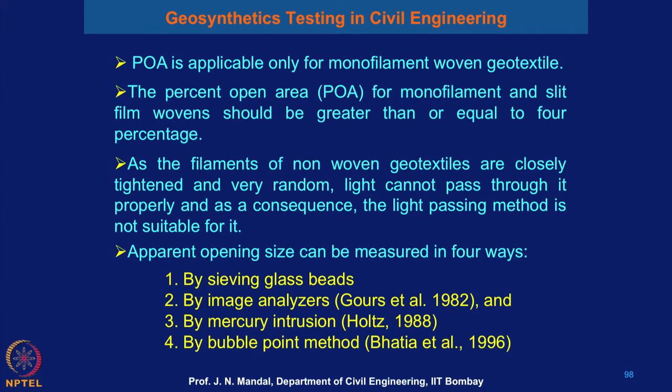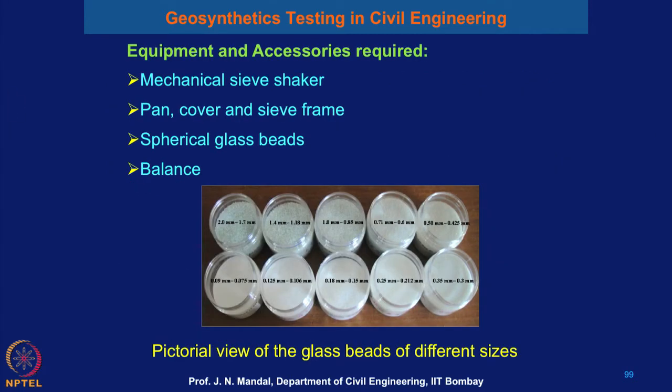So, there are different types of methods in which you can determine apparent opening size. It can be measured in 4 ways: one by sieving the glass bead, or by image analyzer, that is given by Gauris et al. about 1982, and by mercury intrusion, that is given by Holz 1988, and by bubble point method, that is Bhatia 1996. So, different types of methods to determine the opening size.